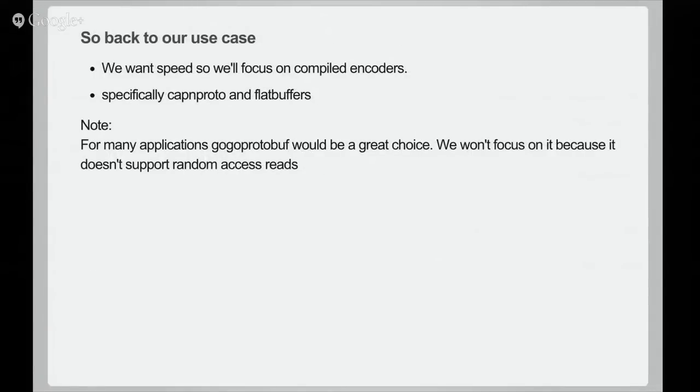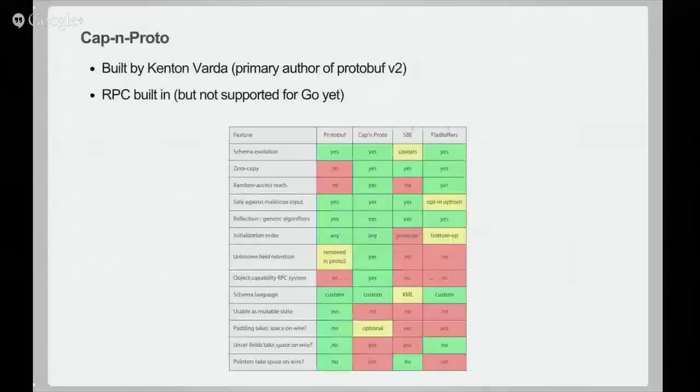So the two that we really focus on that we think are the fastest outside of Go protobuf, and that's specifically because we can't do the in-place reads in Go protobuf. You need to actually do a decode to start accessing your data, which is a bit of a killer for us. So the two that we're focusing on are above.